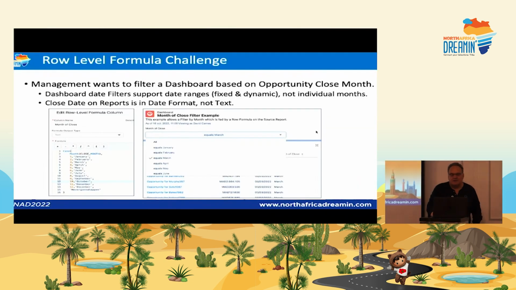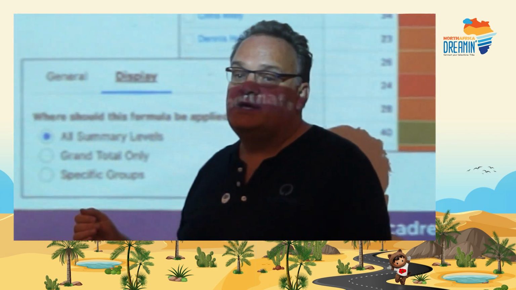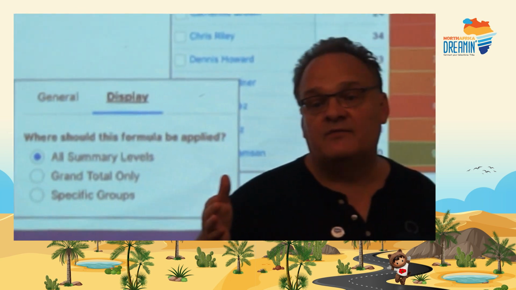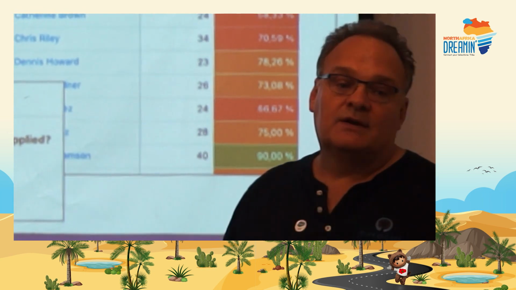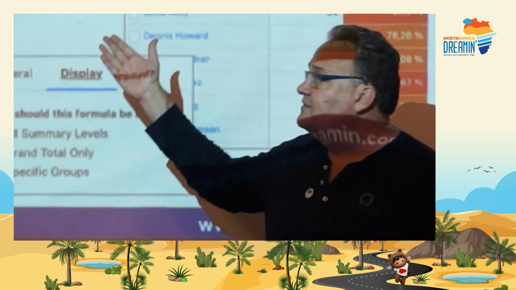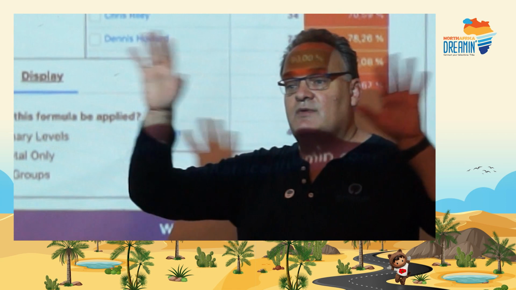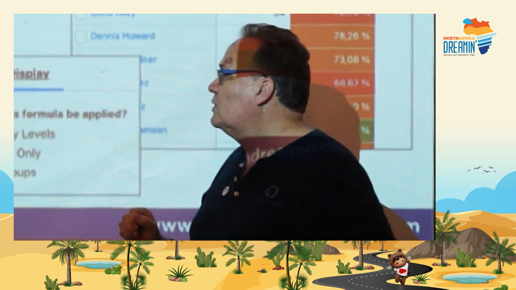All right. So for summary formulas, these are summarized at the grouping or grand total level. We can sum, min, max, average, and then 2 newer ones. We have the ability to do a unique. And as of this year, we can also have the output be a median. So we now have 6 choices of the output of a summary formula. We can have up to 5 of these per report. They cannot reference each other. You build it one time on a report, and it's on that one report.